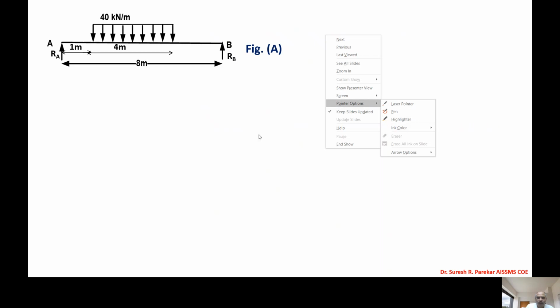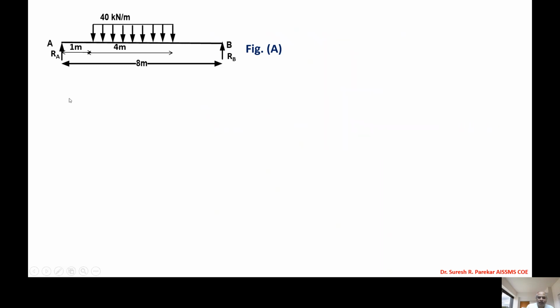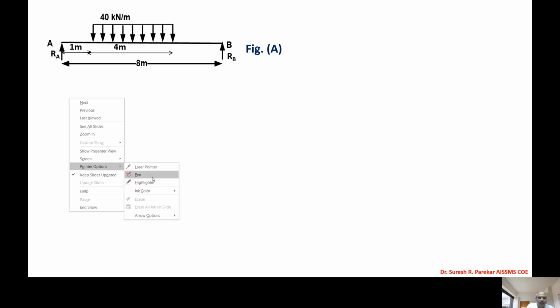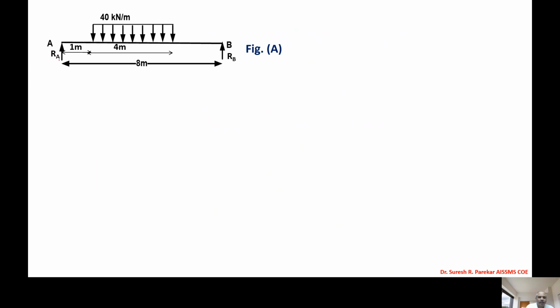Now we will switch over to this simple beam, and we are interested to find the reactions. So we have RA and RB. Whenever we have any load, that may be UDL, that may be UVL, we have to write the total load over here. Do not replace the load. So we have total load. What will be the value of total load? 40 into 4. So we have this load, that is 160 kilonewtons.